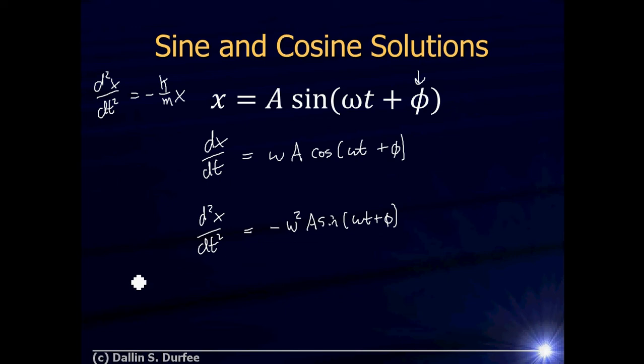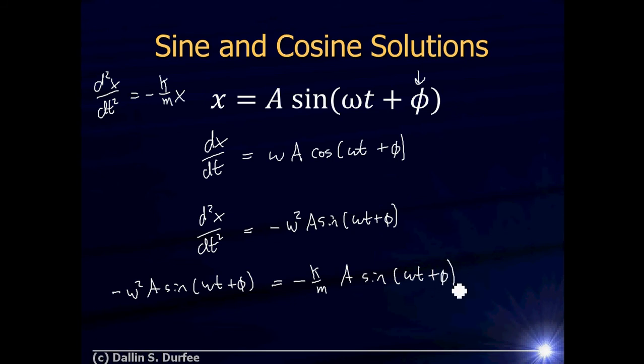All right? So, plugging this into my equation, I find that minus omega squared a sine(omega t plus phi) is equal to minus k over m x, and x is a sine(omega t plus phi). Now, if I can make this equation true somehow, then that means that this is a solution. So let's see if I can make this true. Well, first of all, the sines cancel out. That's nice. And the a cancels out. And the minus sign cancels out. And I'm left with omega squared is equal to k over m. So if omega is equal to the square root of k over m, then this works.